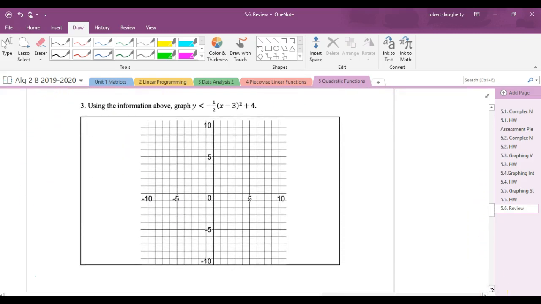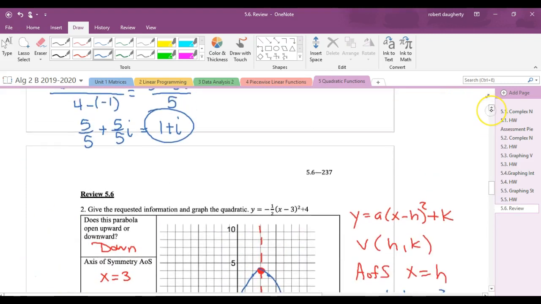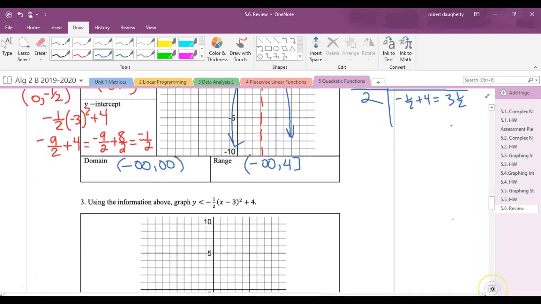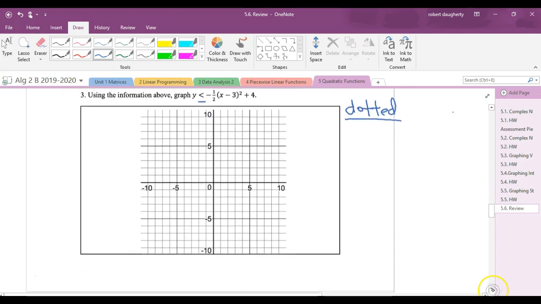Another one. Now this one, I see this is an inequality, okay? I'm still in vertex form, but I've got an inequality. But which inequality is it? It's the same one that I just graphed, so I can save a lot of time here. If I look at this inequality, this needs to be dotted. When I draw this parabola, I need to graph it with a dotted curve.